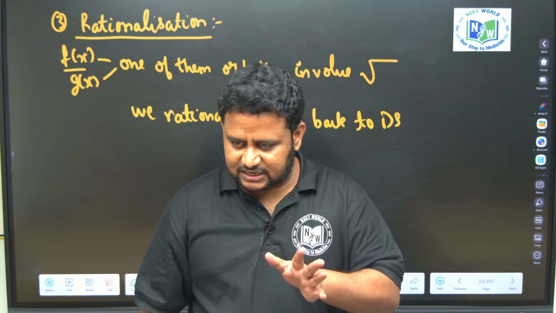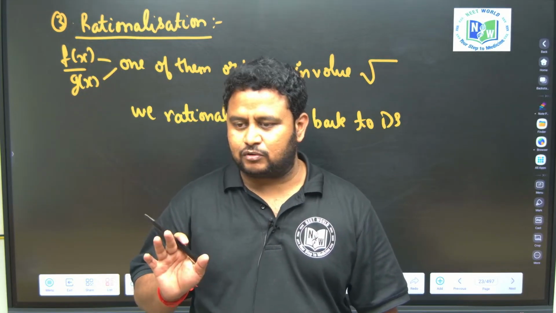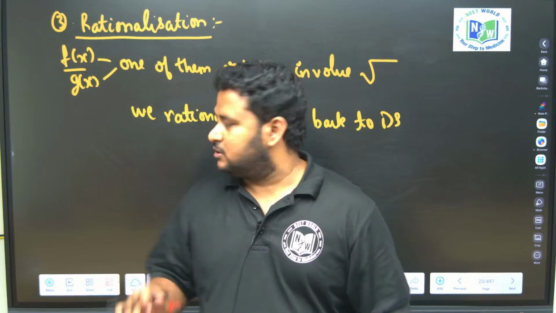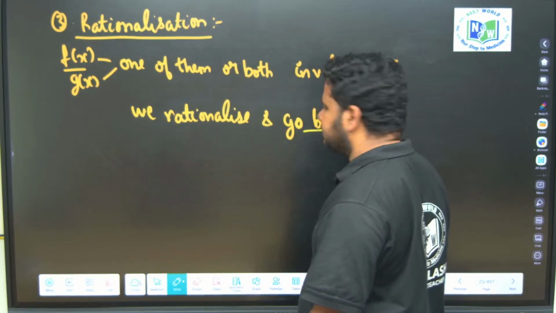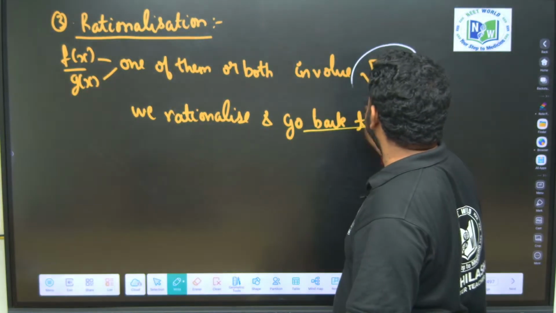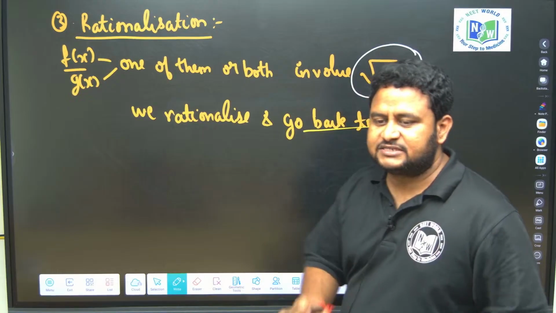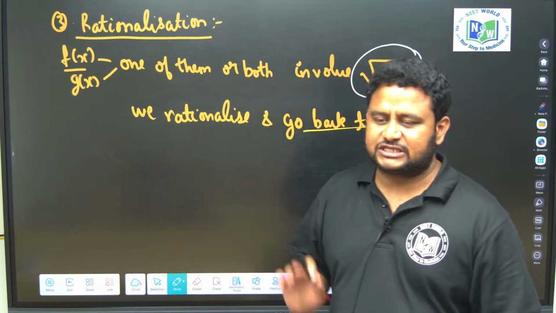If you are seeing a square root in the question, if f of x is having a square root, what should we do? We should rationalize and go back to direct substitution. When should we do that? When we are involving a square root, cube root, whatever it is. If you are having a square root, please rationalize. So how to rationalize?